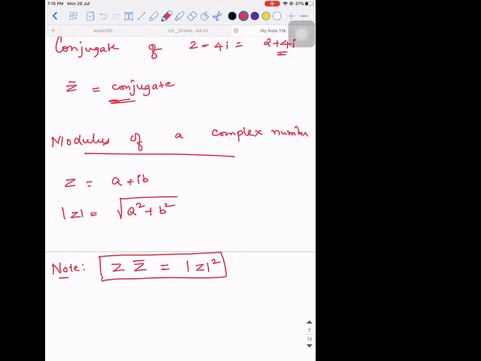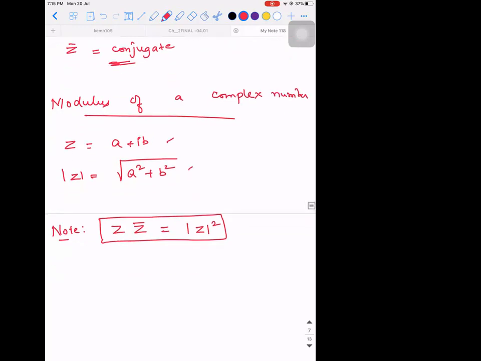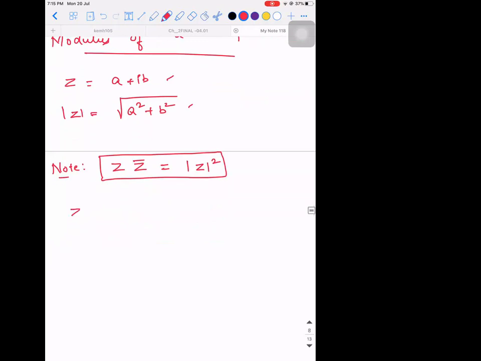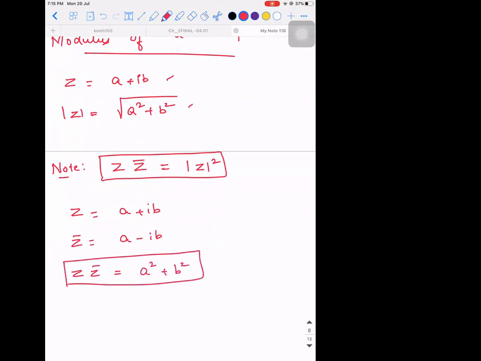Okay, so make a note of this, guys. Going forward, if you see z is equal to a plus ib, z conjugate is a minus ib. If you do the multiplication of a complex number with the conjugate of it, you can directly write it as a square plus b square. Next.